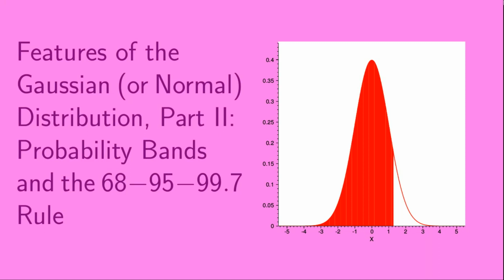Hi, welcome to Features of the Gaussian or Normal Distribution, Part 2, Probability Bands and the 68, 95, 99.7 rule.